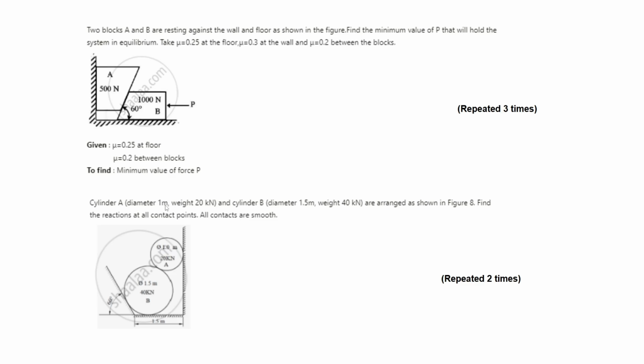Next question is: cylinder A, diameter of 1 meter and weight of 20 kilonewton, and cylinder B of 1.5 meter diameter and weight of 40 kilonewton are arranged as in the figure, and find the reactions at all the contact points, where all contacts are smooth. This question is almost similar to the concept of this, but a little different, though the concepts used are almost the same, and this question is almost repeated 2 times.